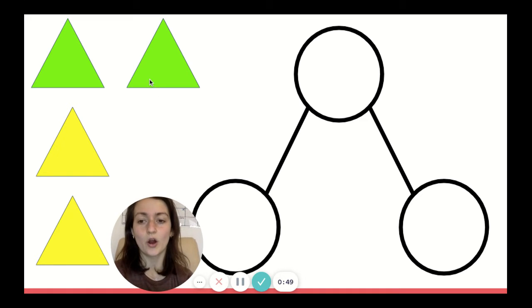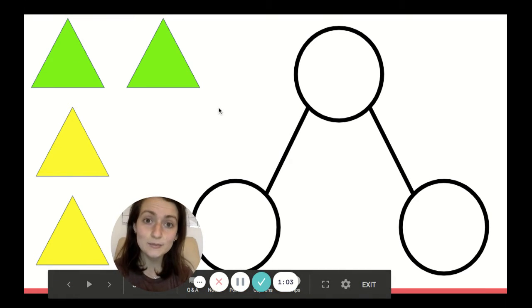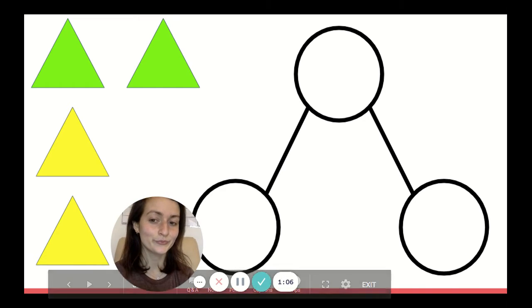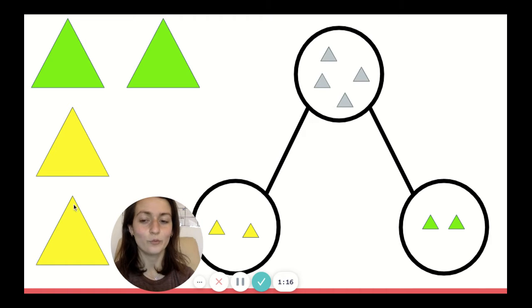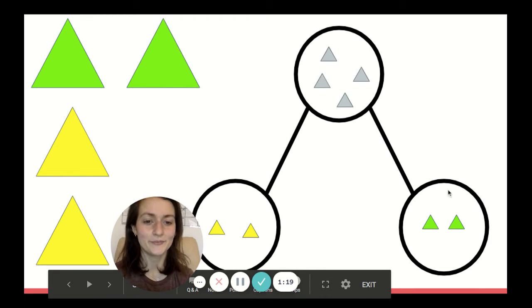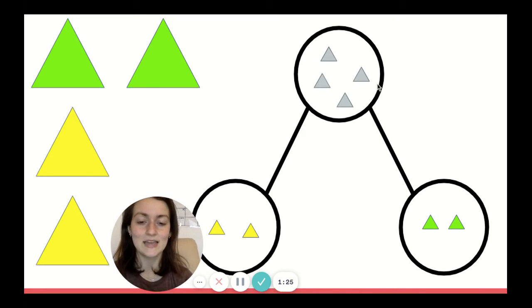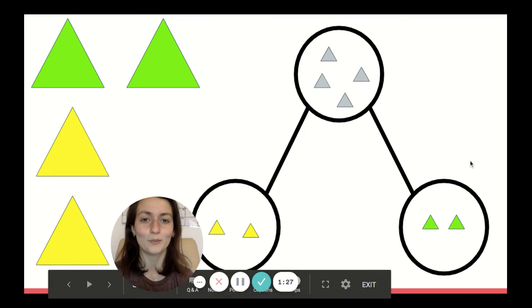Well, we already said that there are 1, 2, 3, 4 together, right? There are 4 triangles. How would you split up these triangles into groups? We have our whole. What should our parts be based on the picture? I would break them up based on color. So I would show that I have my 4 triangles all together, and I have 1, 2 yellow and 1, 2 green. Looks pretty simple, right? We know that 4 is the same as 2 and 2. So we have our whole and then we have our parts.